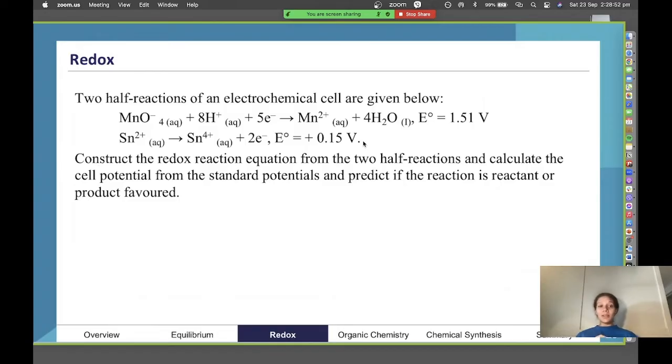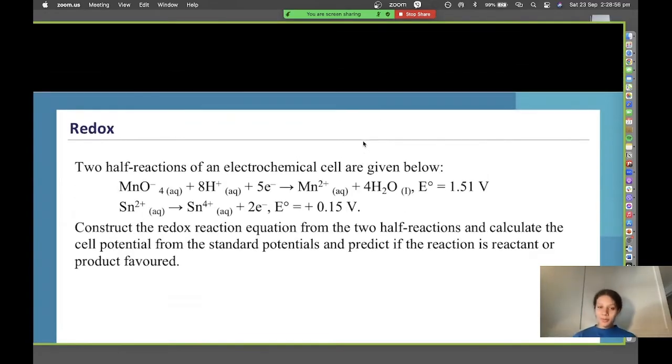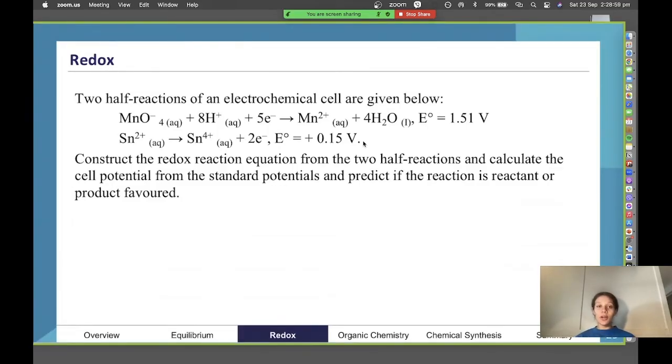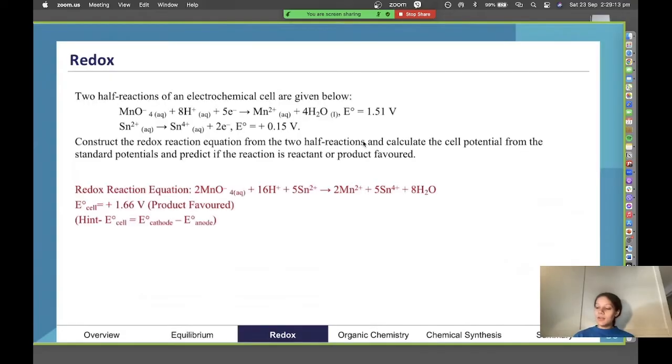And now for our last redox question, I believe. Yeah, for our last redox question, we're having a look at 2 half reactions of an electrochemical cell. So we're going to construct the redox reaction equation from the 2 half reactions, calculate the cell potential from the standard potentials, and predict if the reaction is reactant or product favored. So we're going to actually look at the thinking behind this question.